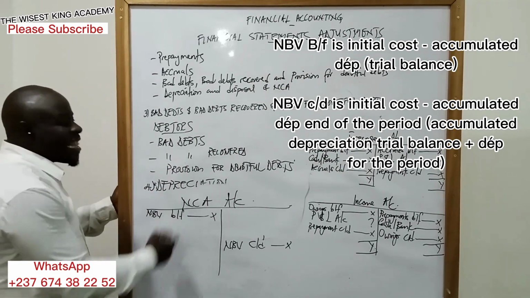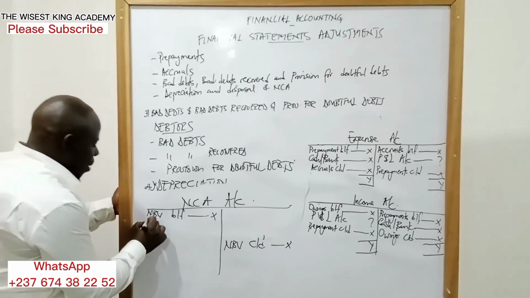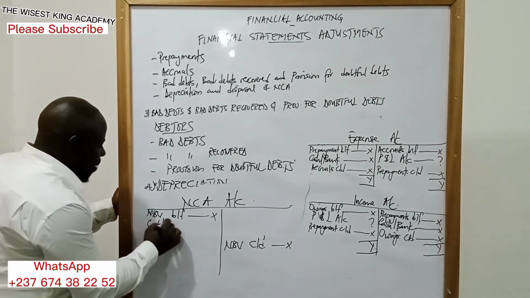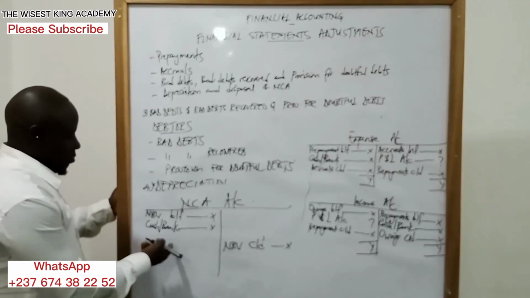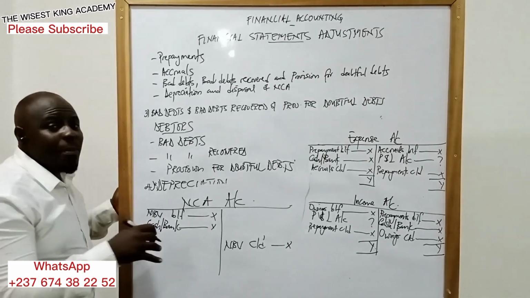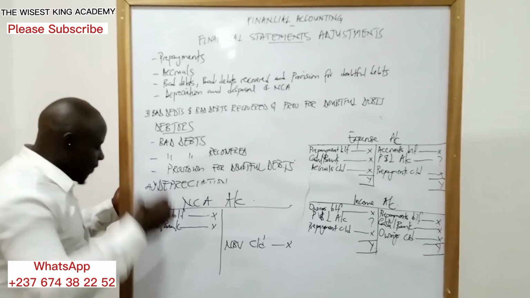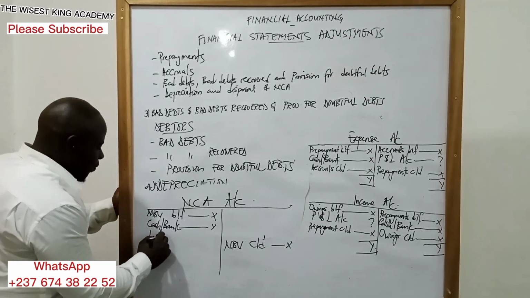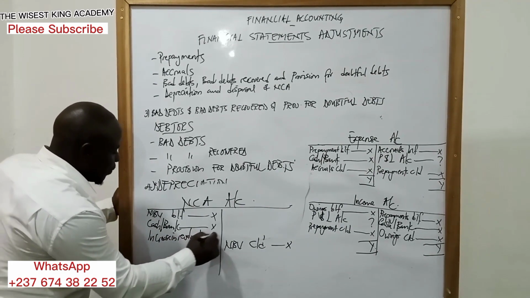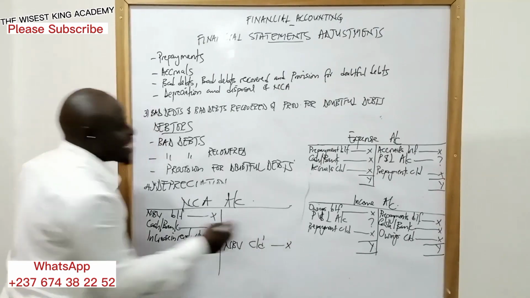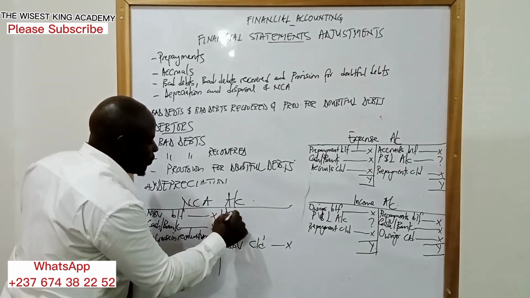There are two things that will make the value of non-current assets to increase. Number one, purchase. Maybe we buy by cash, bank or an exchange. Or maybe the asset comes in as capital, is debited. Maybe we have revalued our non-current asset and there's an increase in revaluation. On the credit side, what makes the value of non-current assets to drop? Number one is depreciation.